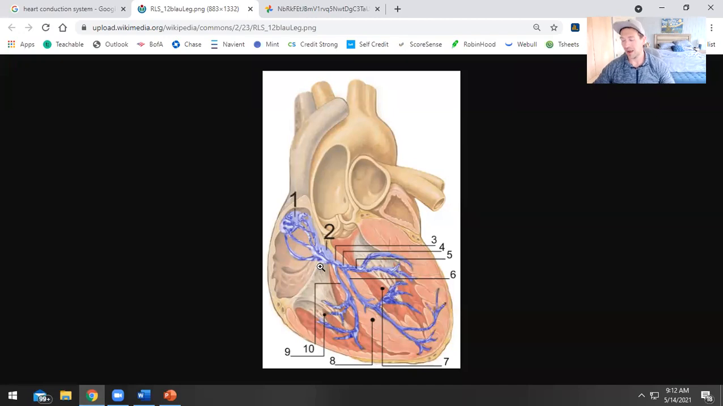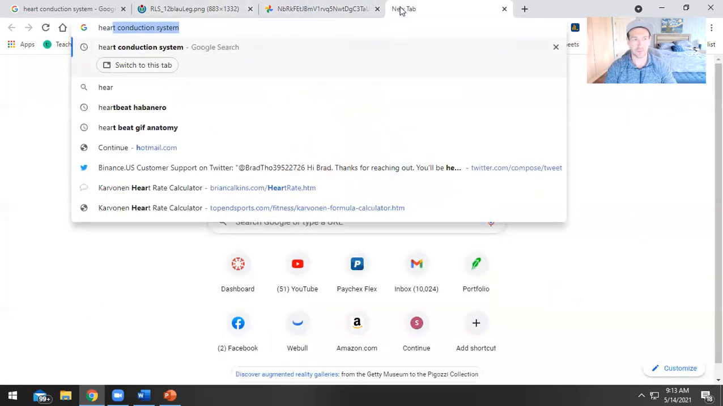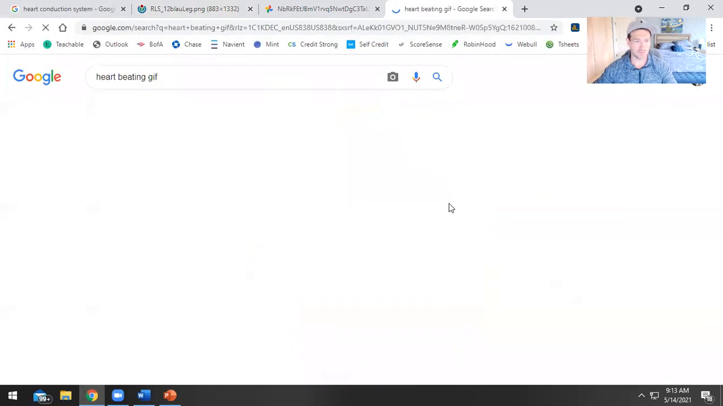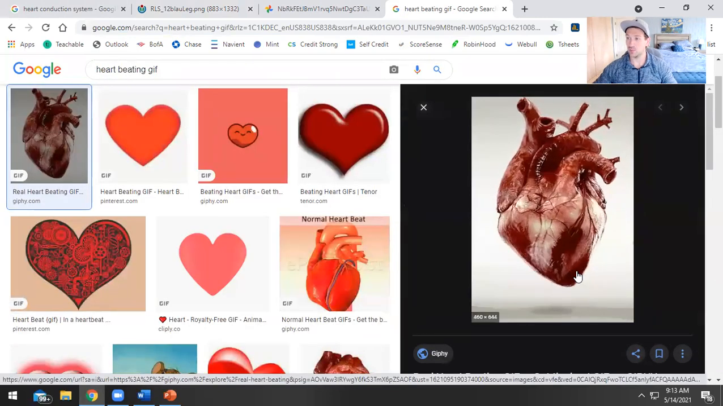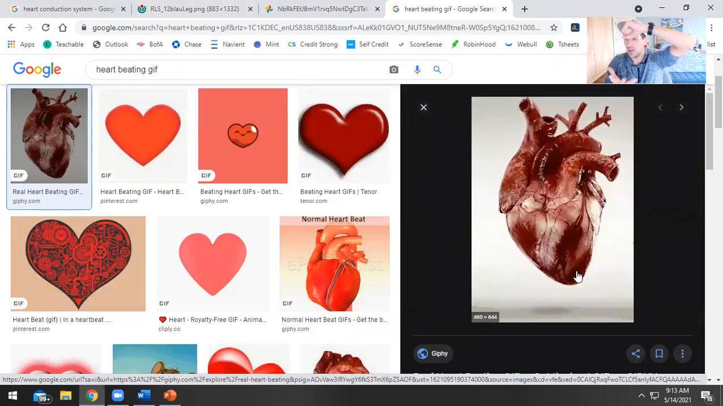So it's kind of funny. We just spent all this time talking about how important it is for the SA node to create this signal. Well, when you look at how it runs, and you're not seeing this little bit here, but you'll notice there's this little wire that runs this side. When you look at a heart beating, you will notice it has this rhythm where it goes from top to bottom. It has a rhythm kind of like this, right?